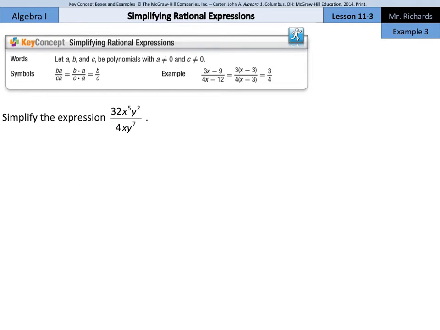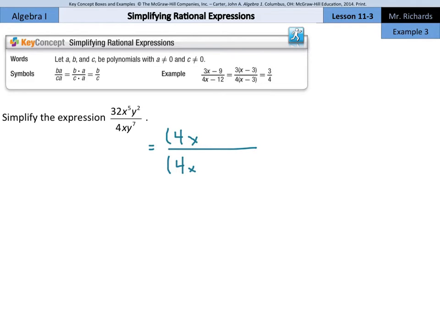In example 3, we need to simplify a rational expression using the greatest common factor of the numerator and the denominator. So we have simplified the expression 32x to the 5th y squared over 4x y to the 7th. Our first step is to factor the numerator and denominator using the GCF. So let's take out the GCF, and if we look at the 32 and the 4, the GCF here is 4. So we can say, okay, we're going to take out a 4 from both. What about x to the 5th and x? Well, it's just a single x.